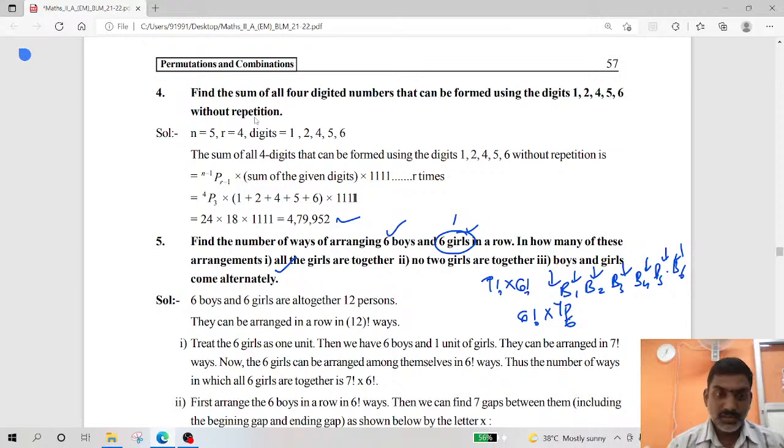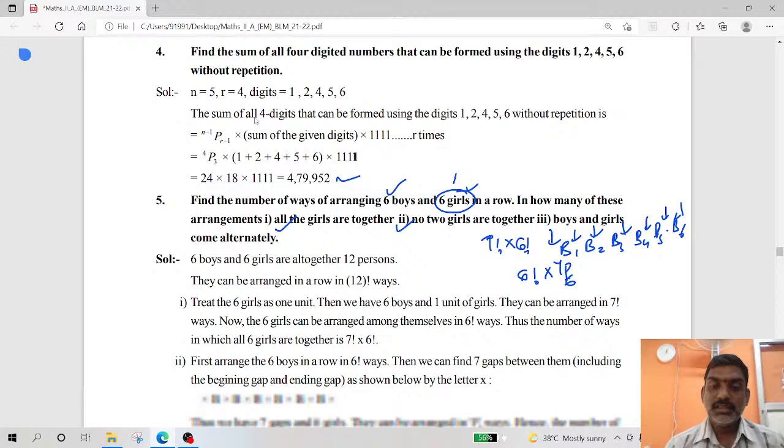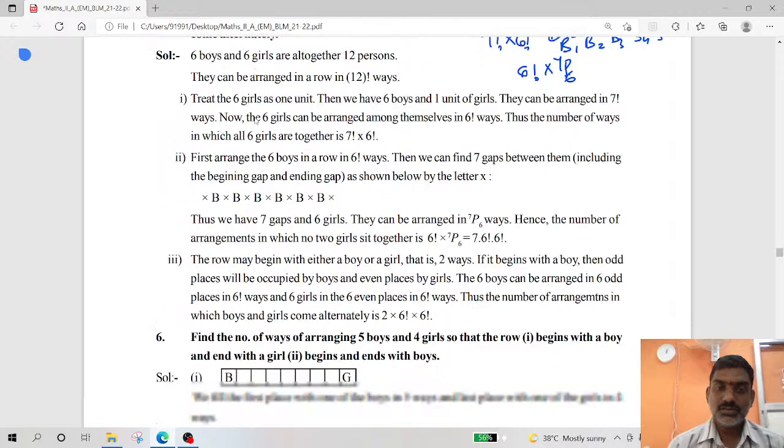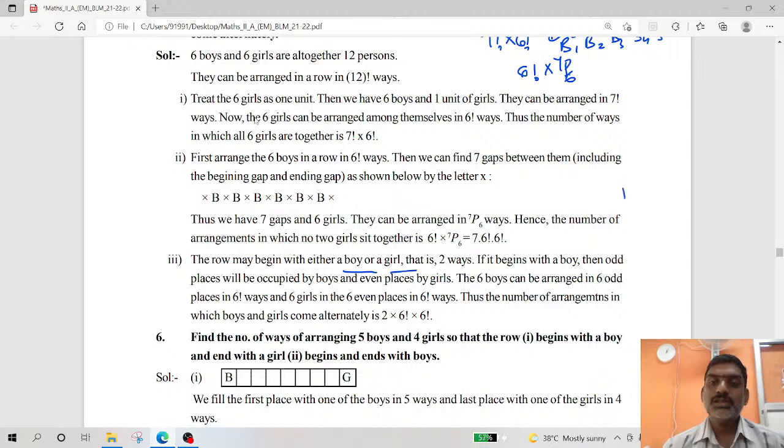Okay. Next question. Third question. Boys and girls come alternatively. So here I think there are two different ways. First, a boy can start or a girl can start, right? The row may begin with either a boy or a girl. So first you can start with a boy and do it, and then you can start with a girl, and then you can do the arrangement. So totally 6 factorial times 6 factorial, but in two different cases. So 2 times 6 factorial times 6 factorial.